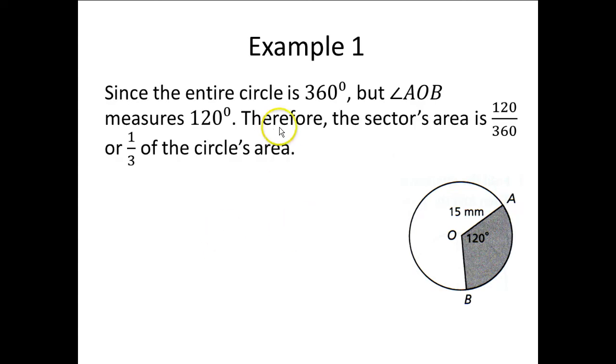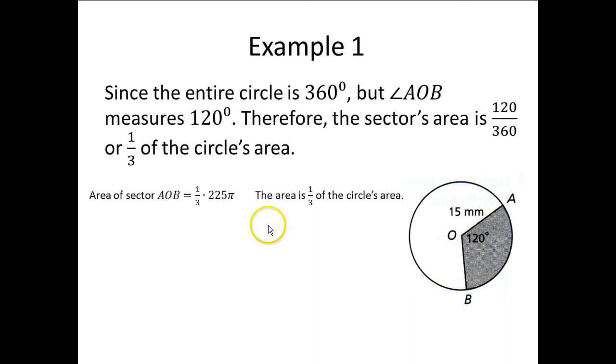Since the entire circle is 360 degrees, but the measure of angle AOB measures 120 degrees, the sector's area should be 120 divided by 360, or 1/3 of the circle's area. So the area that this sector takes up should be 1/3, simply for the fact that 120 is 1/3 of the measure of the entire circle.